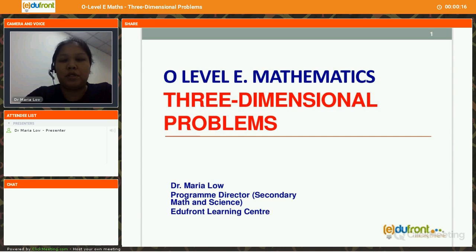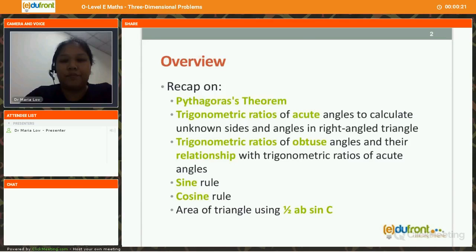Three-dimensional problems in EMAT subject. Let's take a look at the overview of three-dimensional problems.